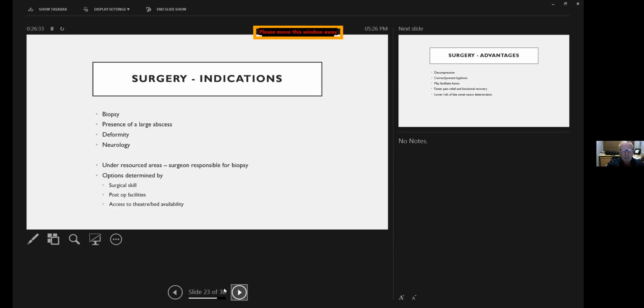Having said that, your options are always determined by surgical skill, post-op facilities, and access to theatres and bed availability. Now, in preparation for this, I phoned Port Elizabeth and had a long chat with Martin Potgieter, who's a spinal surgeon there, and I had a chat with Lonwabo Mweni in Mthatha, and I obviously know the situation at Frere.